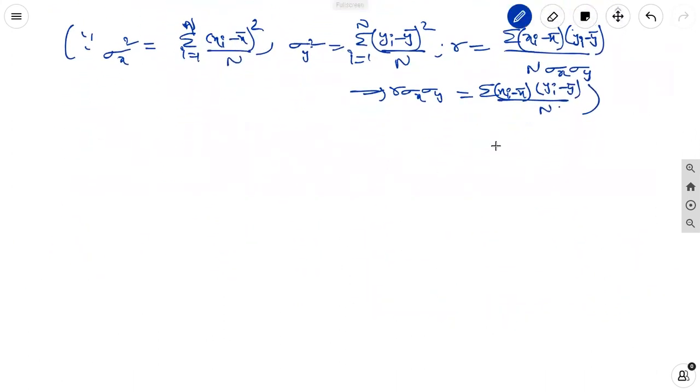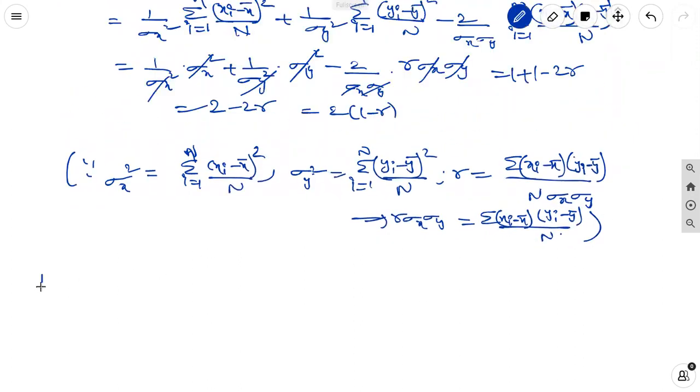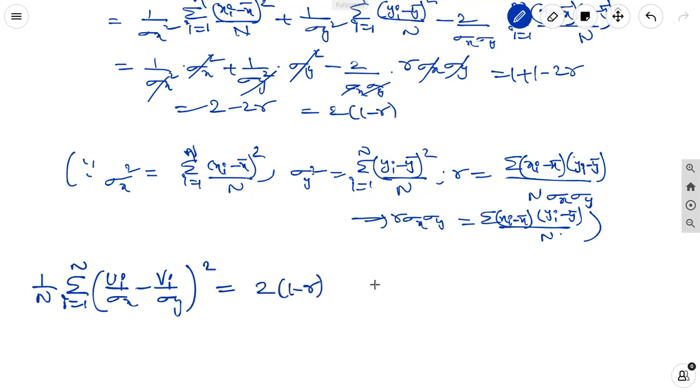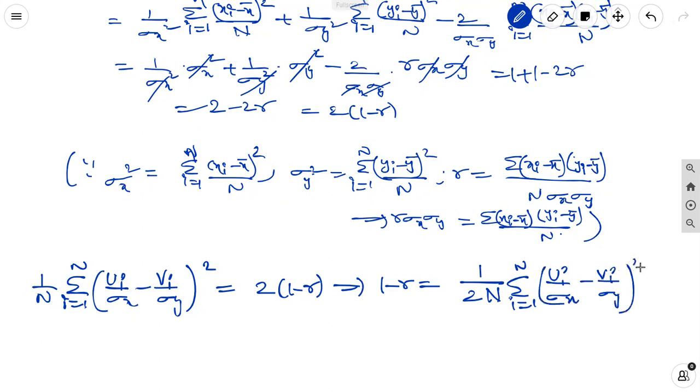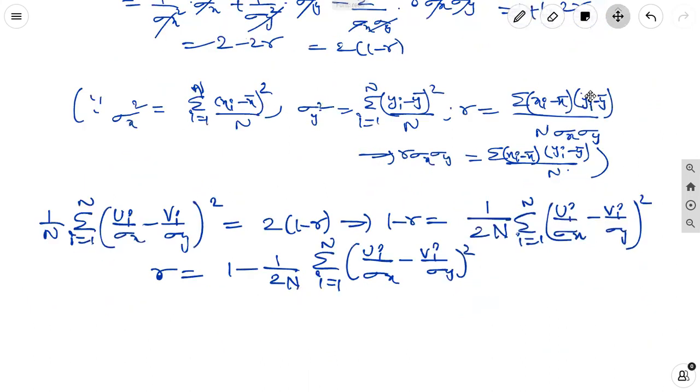We can take the left-hand side: 1 by N summation i equal to 1 to capital N, (ui by sigma x minus vi by sigma y) whole square is equal to 2 into (1 minus r). From this, 1 minus r equals 1 by 2N summation i equal to 1 to n, (ui by sigma x minus vi by sigma y) whole square. Taking r to the right side, r equals 1 minus 1 by 2N summation i equal to 1 to n, (ui by sigma x minus vi by sigma y) whole square. It is the first one.